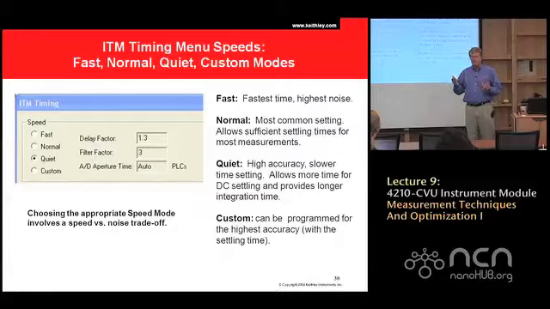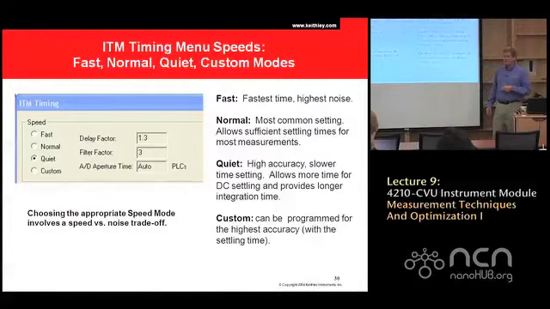Let's use an example. Maybe I have an aperture time, the time that I actually look at the signal, of 100 milliseconds. If I go to quiet mode, that will raise that aperture time by 3 squared, or 9. That would be a 900 millisecond aperture time. So just remember, delay factor is a direct multiplier on the normal settling time, and filter factor is a squared function, a noise reduction factor.